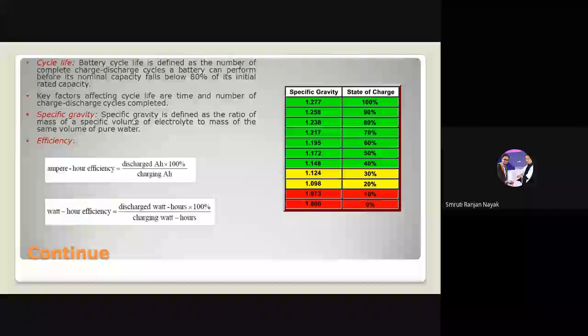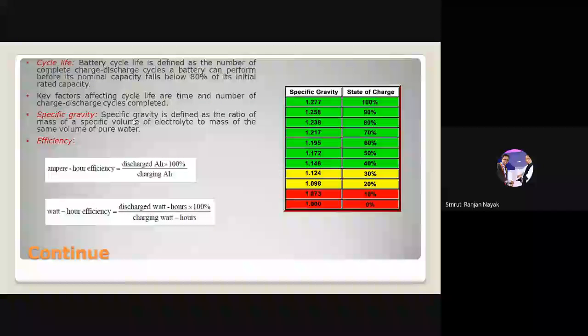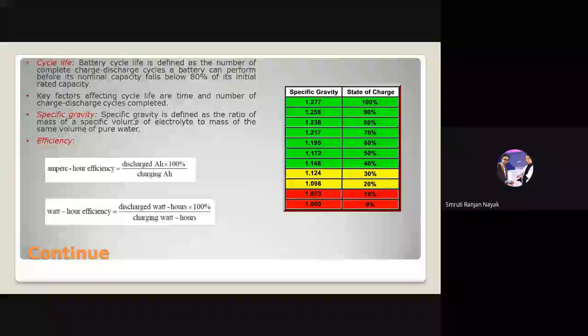How many cycles it will continuously charge and discharge depends upon the manufacturer and the type of battery. So this is nothing but the life cycle of the battery. Key factors affecting cycle life are time and the number of charge-discharge cycles completed. Next is the specific gravity. It is defined as the ratio of the mass of a specific volume of electrolyte, the sulfuric acid inside the battery, to the mass of the same volume of pure water. So that is the ratio.